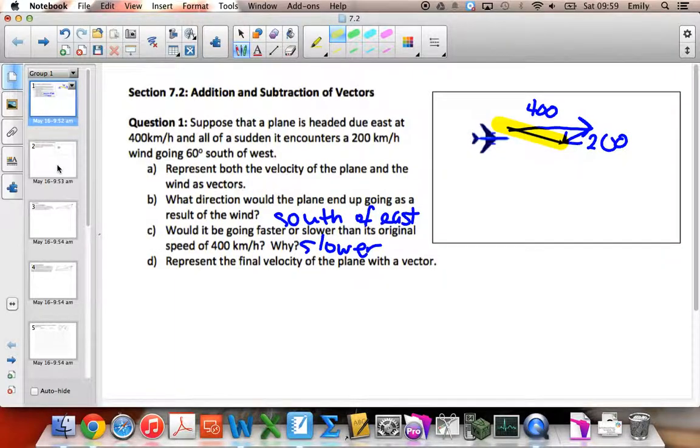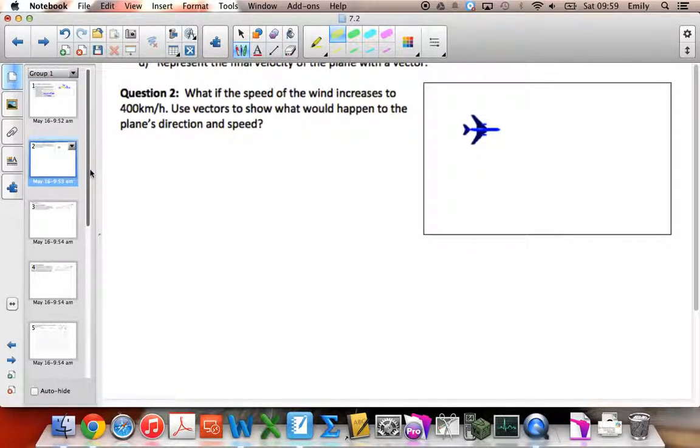Now let's look at another example. What if the speed of the wind increased to 400 kilometers per hour? So now let's go back. Now our vectors are going to have equal length. So I'm going to use my vector tool again to help me. So my plane is still going 400 due east. And now I'm going to have a vector going the same length. Let's put in a new vector, one that's going to be the same length. That seems about the same length.